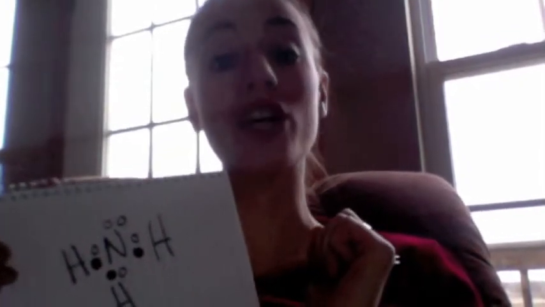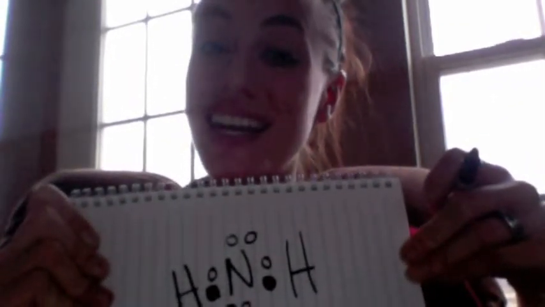And now, if we look at nitrogen, it has 1, 2, 3, 4, 5, 6, 7, 8 dots. Nitrogen is full. So this would be a covalent bond. 3 hydrogens came to share their 1 electron with nitrogen so that nitrogen could have 8 electrons. Awesome! Let's try another one.